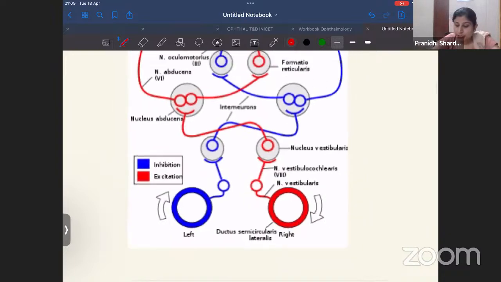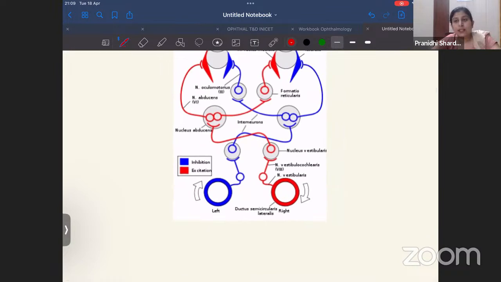So let us look at this image. When a person turns his or her head towards one side, for example, towards the right side, it excites or gives positive signals to the eighth nerve. The eighth nerve of the similar side gets excited or gets the positive stimulation. This in turn further excites the sixth nerve of the opposite side.